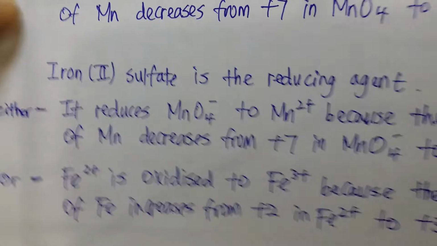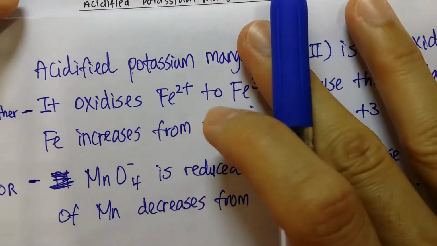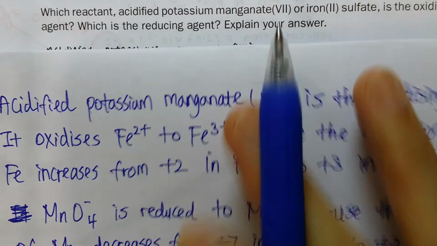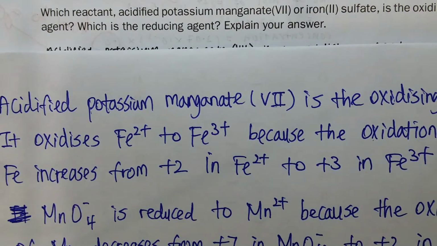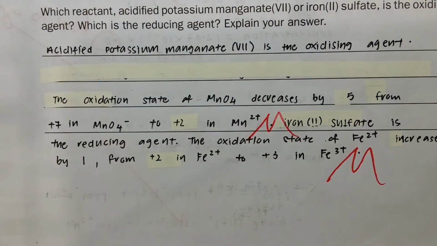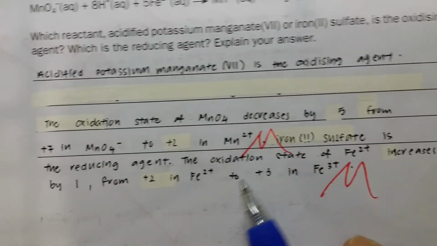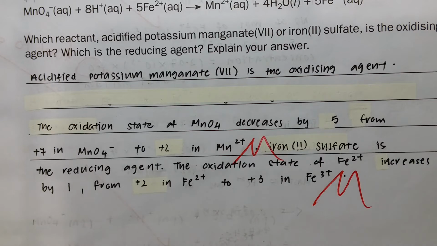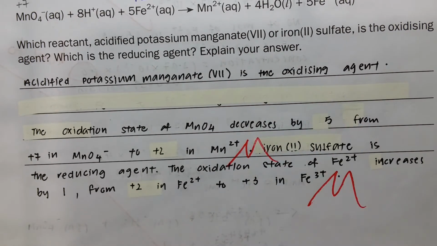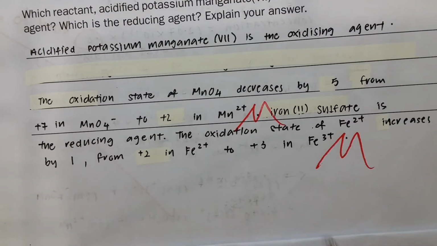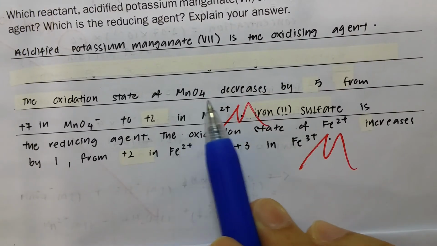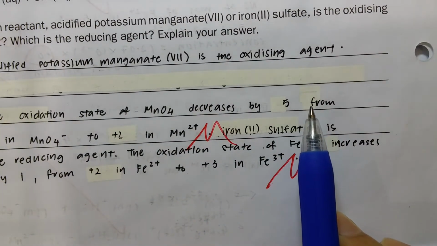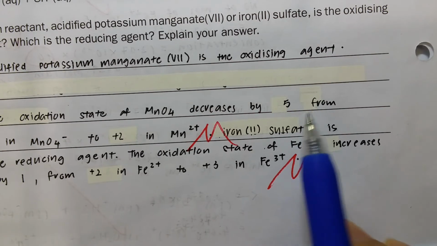Okay, now let's look at some of the answers by some of your friends, and try to spot the shortcoming in their answers. Let's look at this. The first part of the answer, your classmate identified potassium manganate 7 as the oxidizing agent. Let's look at the explanation. The oxidation state of MnO4 decreases by 5. You don't need to tell me by how many it decreases. No need to tell me.